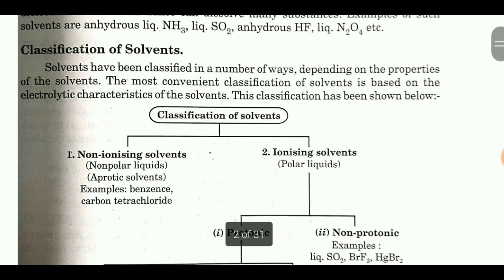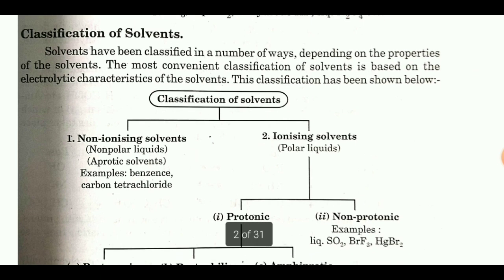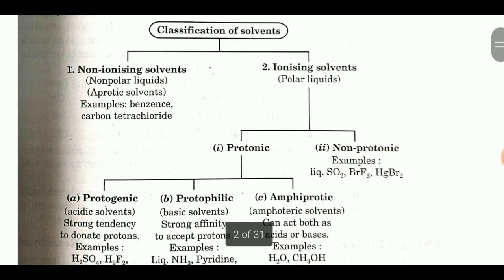Classification of solvents. Solvents have been classified in a number of ways depending on their properties. The most convenient classification is based on the electrolytic characteristics of the solvents. This classification has been shown below. First, non-ionizing solvents, and second, ionizing solvents. Non-ionizing solvents are non-polar liquids and aprotic solvents. Examples, benzene, carbon tetrachloride. Ionizing solvents are polar liquids, further classified into protonic and non-protonic.